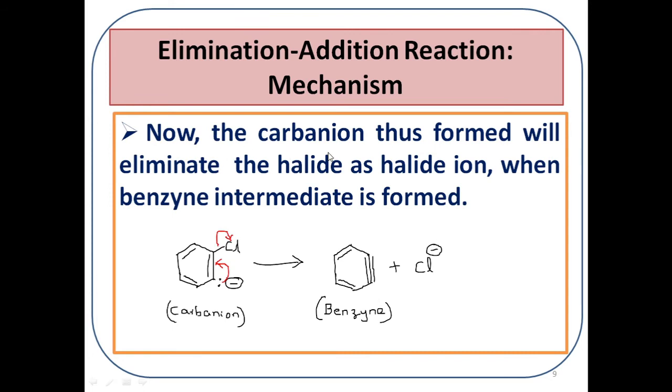Now, the carbanion thus formed will eliminate the halide as halide ion when the benzyne intermediate is formed. That is, here the polarization takes place in this manner and the Cl will be removed as Cl minus. We have already seen that it is a leaving group and therefore it will leave the molecule as Cl minus and we will get the benzyne intermediate. Now the further reaction proceeds with this intermediate.